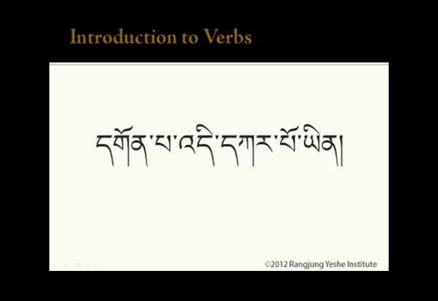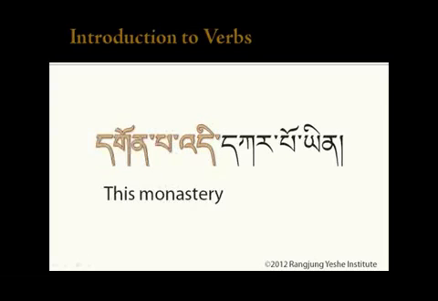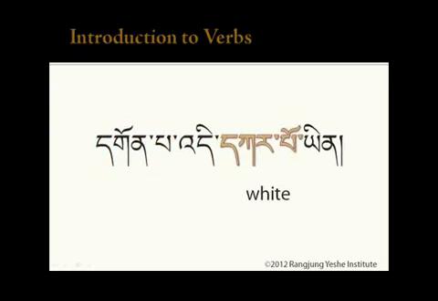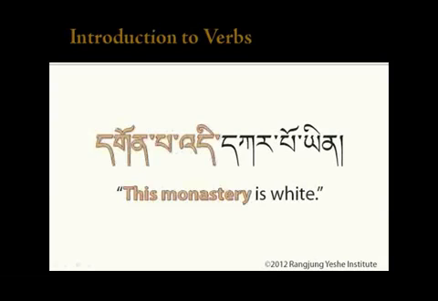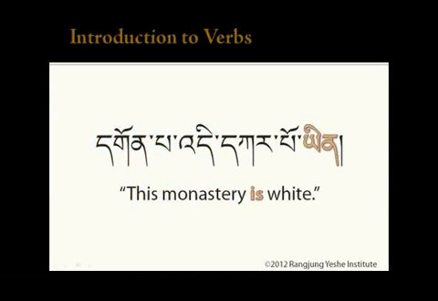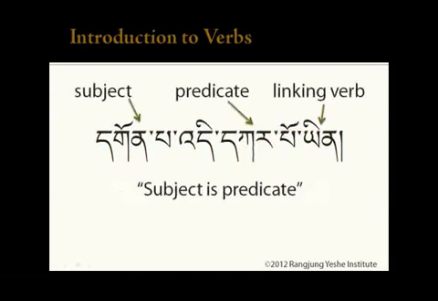Gompa di Karpo yin. So we know that Gompa means monastery. Di means this, which goes along with Gompa. So we have the subject, this monastery. Karpo means white. And then there's yin at the end. So what does this sentence say? This monastery is white. So remember, we have subject is predicate.